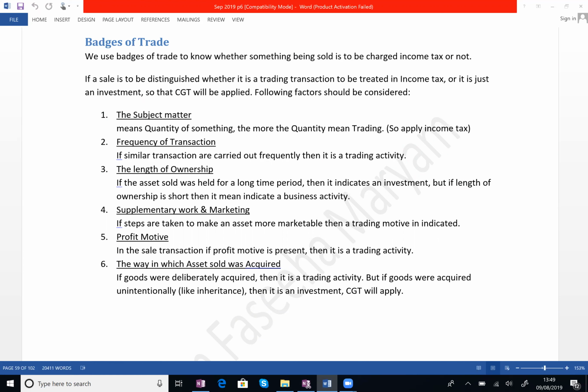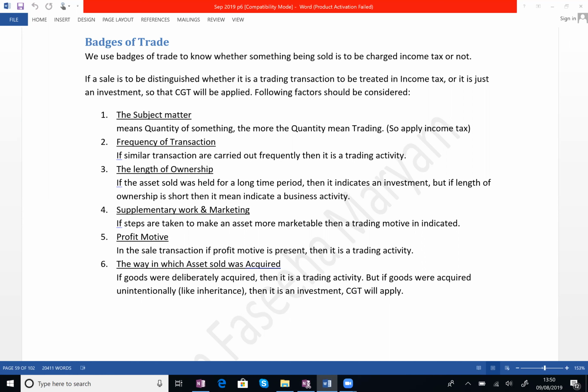So these six factors, in the exam scenario, the examiner will give you a scenario in which some factors will indicate it is a trading activity and some factors indicate it is CGT. So you will identify the points and then the conclusion will be whichever you perceive, maybe CGT or maybe income tax. That is your conclusion. So see the transaction and then decide through these factors.